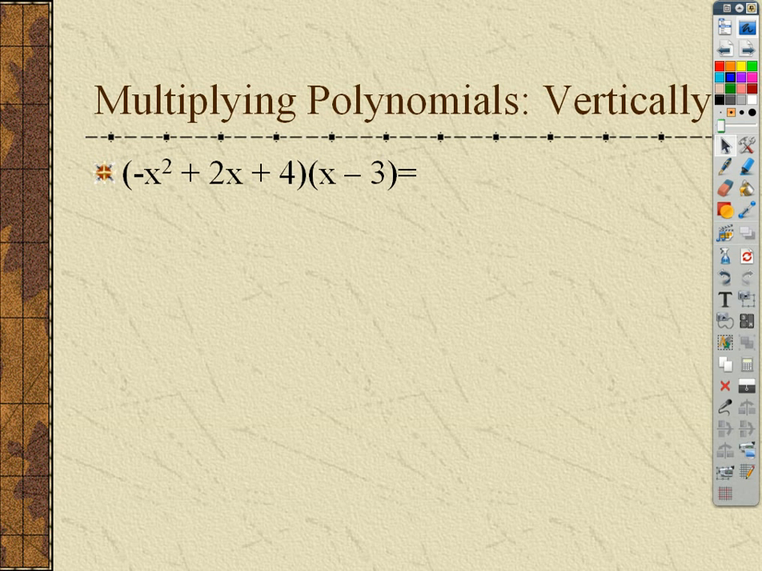Yes? Can't we just plug it into our calculator and do it for us? How are you going to plug that in your calculator with x's, though? Your calculators won't. There are calculators that would do that, but yours won't. 1084s won't do this. So when you want to multiply out polynomials, you got to do it by hand.